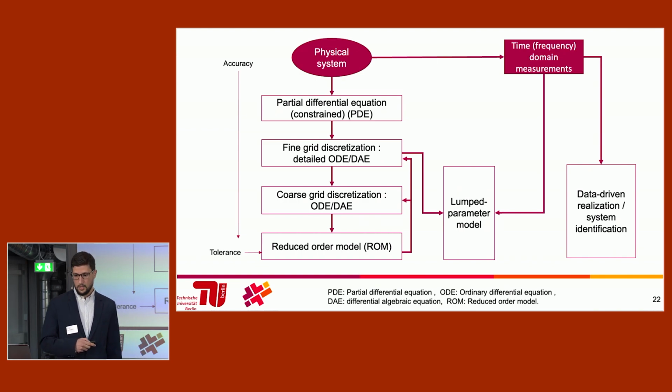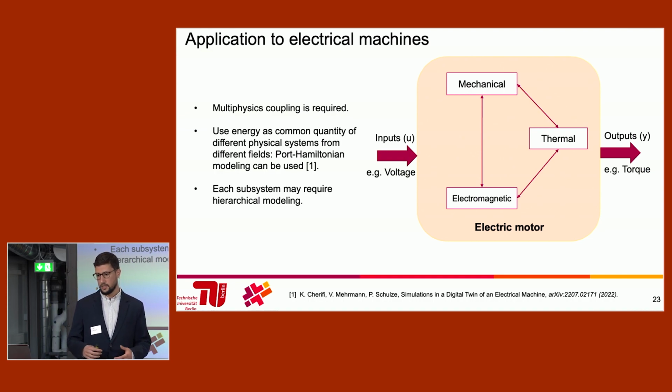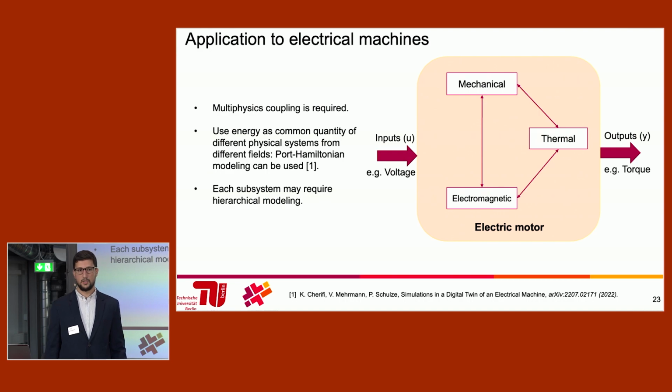So we apply our framework to electrical machines. When modeling electrical machines, we have to take into account mechanical, thermal, and electromagnetic phenomena and their interaction. And for that, we have to use multiphysics modeling or coupling, and for that we use the Port-Hamiltonian framework. I'm not going into details on that. If you want more details, you can look at our preprint here at the bottom.